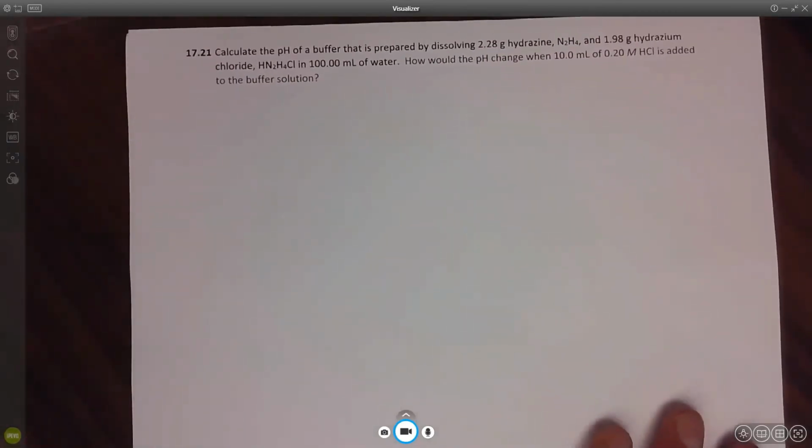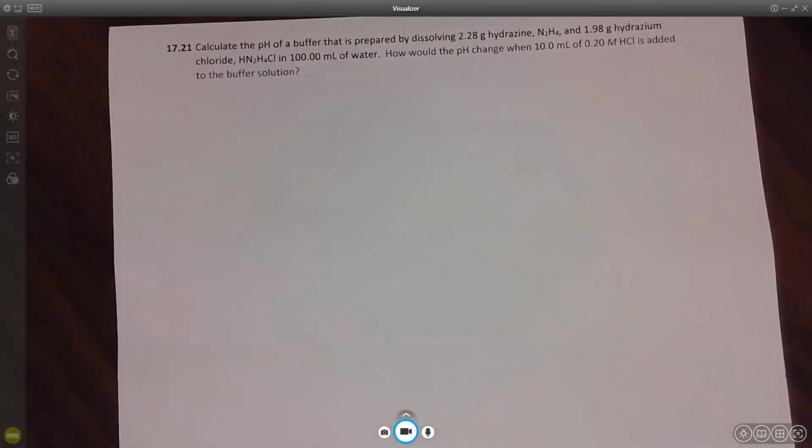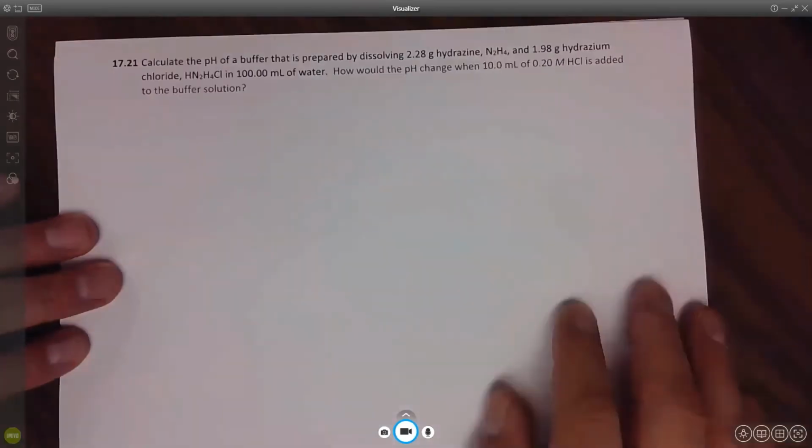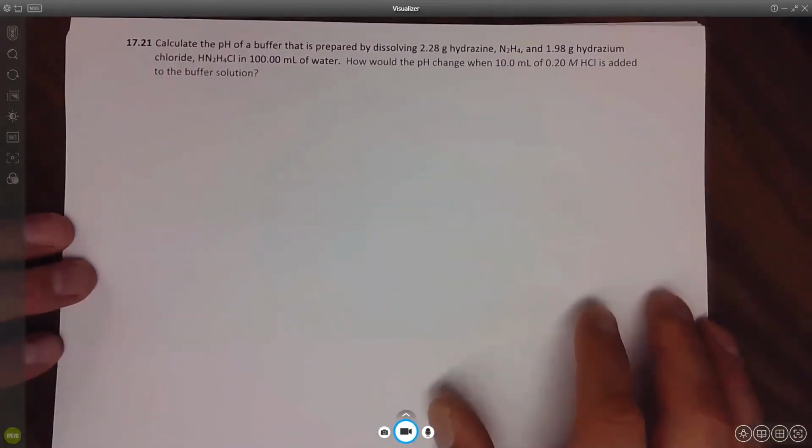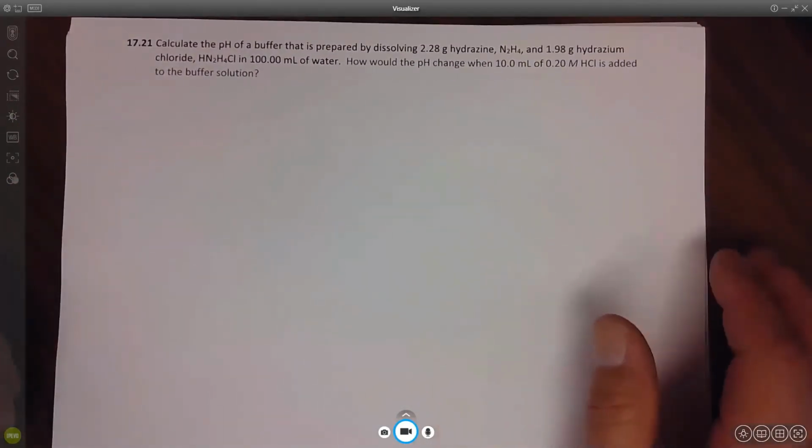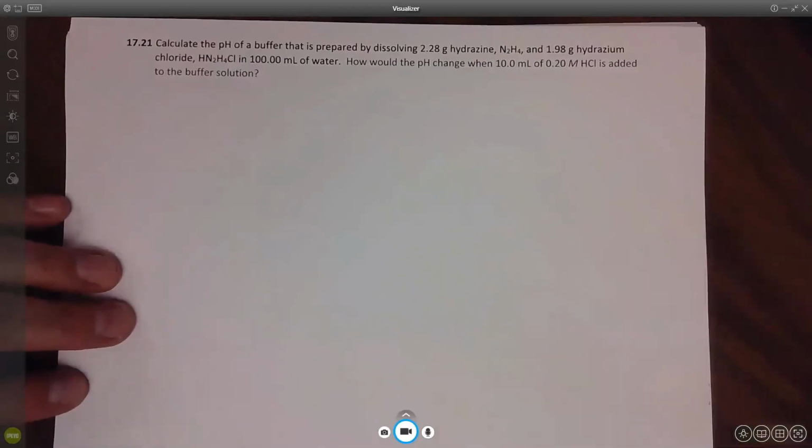Okay, let's pick up where we left off. Yesterday we started doing this problem and we just quit because I realized it was going to take too long. So number 21 says calculate the pH of a buffer that is prepared by dissolving 2.28 grams.